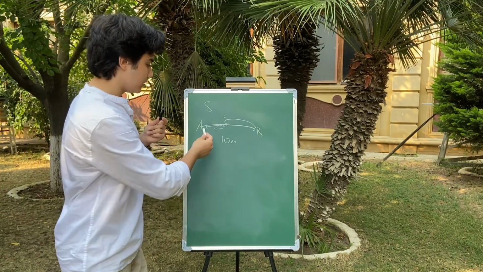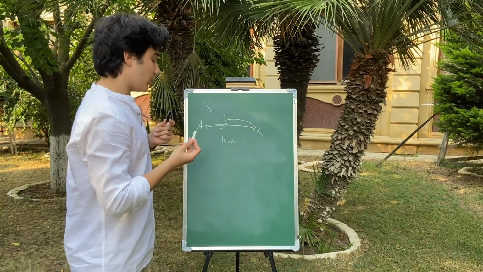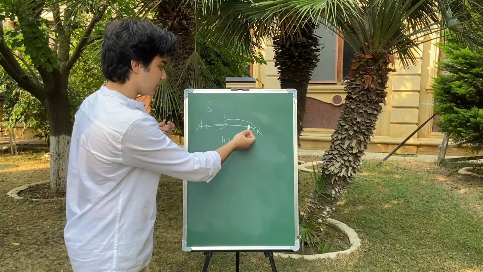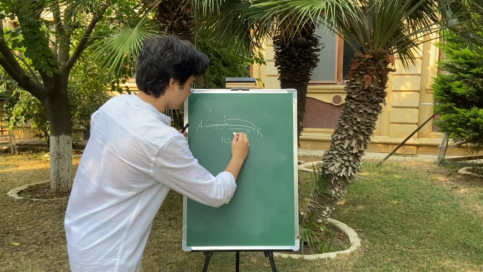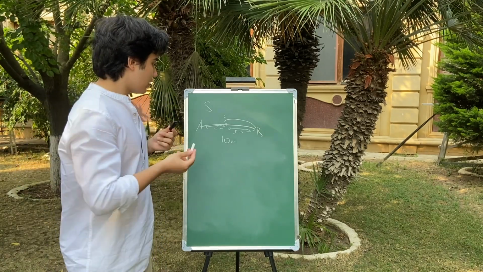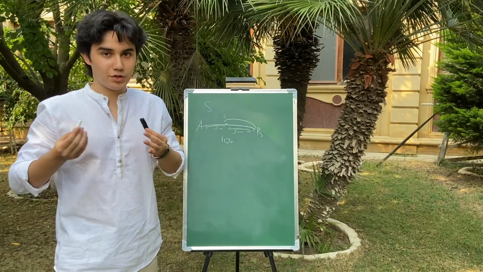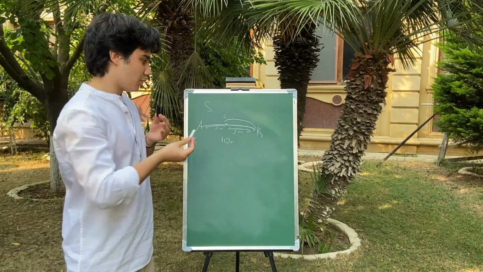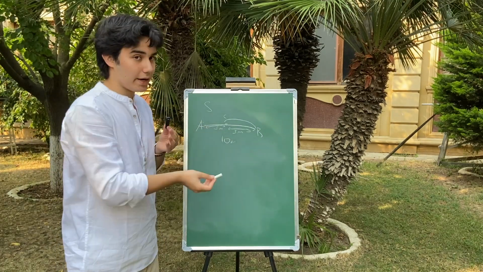So if your movement is from A to B, then to C, what will your distance be? Your distance will be the total distance you've traveled, and that makes 10 meters plus 5 meters. So your total distance is going to be 15 meters. But your displacement is simply the net change in your position, so it's going to be from point A to point C. What was my net change? My net change was only 5 meters. I only moved 5 meters to the right.